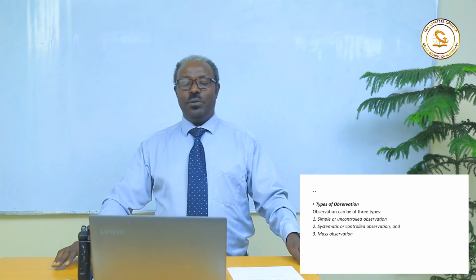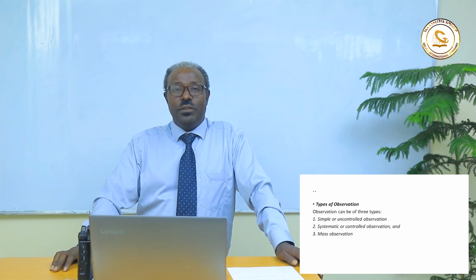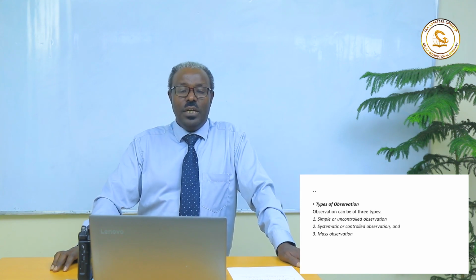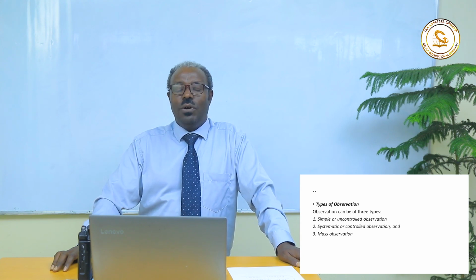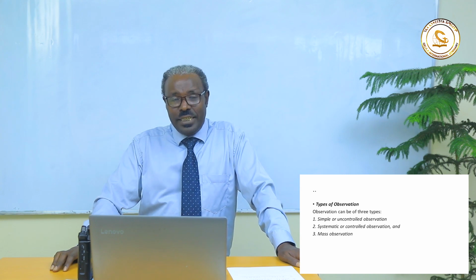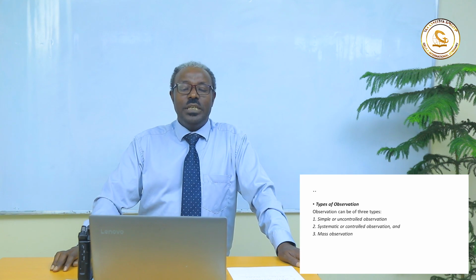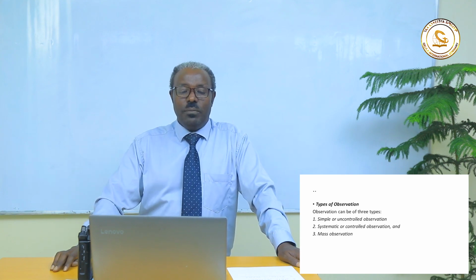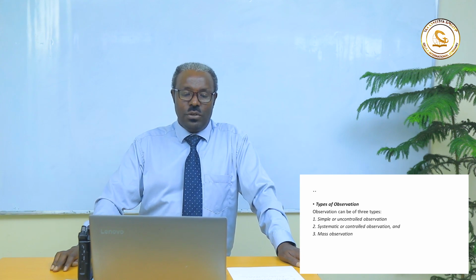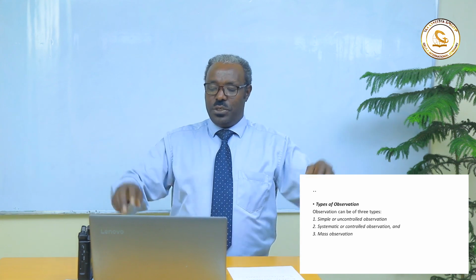Let us see types of observation. Observation, as I said, is part of data collection and a source of data collection. The first one is simple or uncontrolled observation. As it is mentioned in your module, observation is simple or uncontrolled, systematic or controlled. Maybe observation is mass, large.